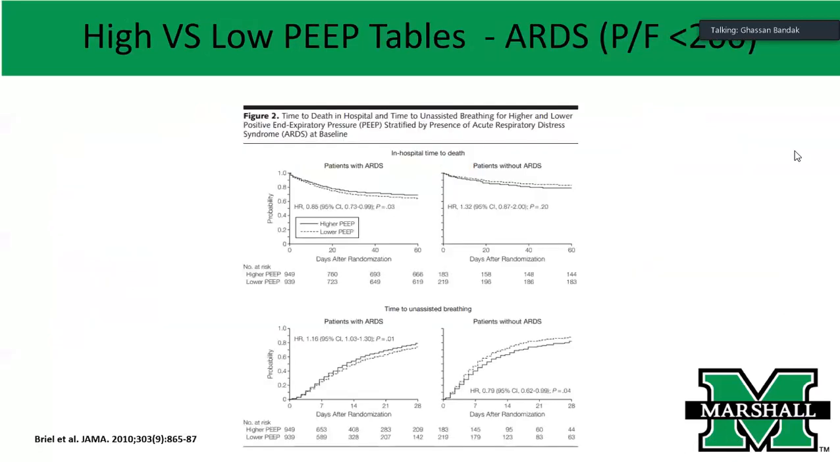Now, another trial looked at comparing high versus low PEEP tables in patients with ARDS who have a PF ratio of less than 200 versus those without. And in patients with ARDS who are hypoxemic with a PF ratio of less than 200, higher PEEP tables in this study showed improved survival and improved days to unassisted breathing. So there was a benefit of using high PEEP tables in this study in people with ARDS that are hypoxemic with a PF ratio of less than 200.